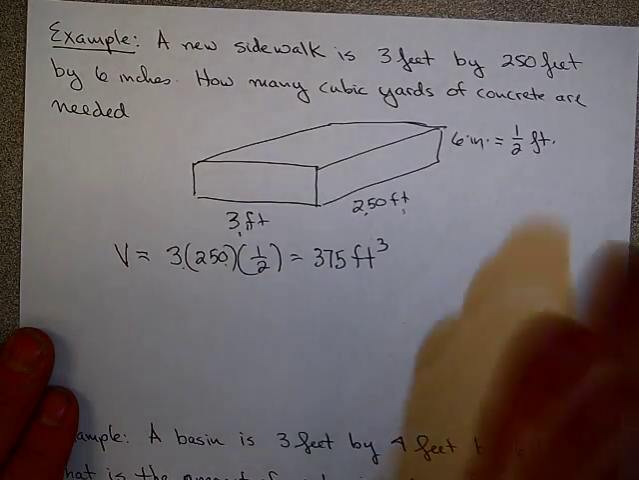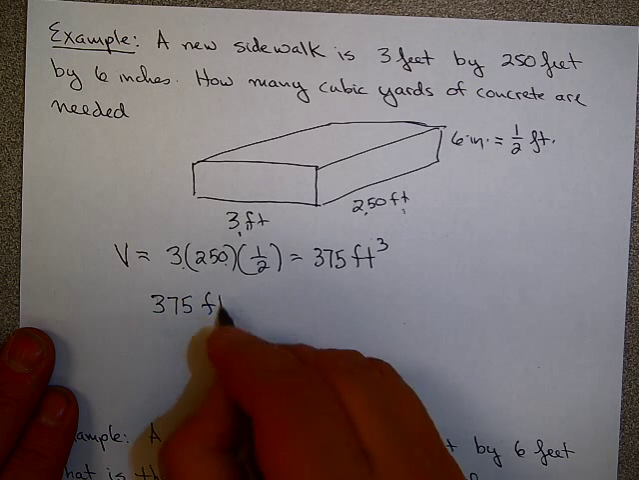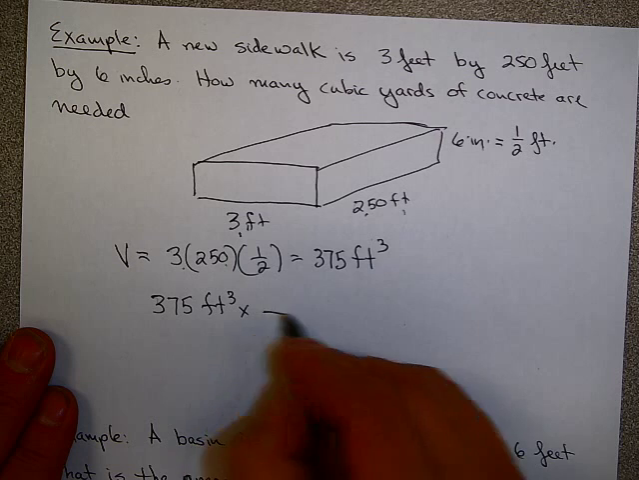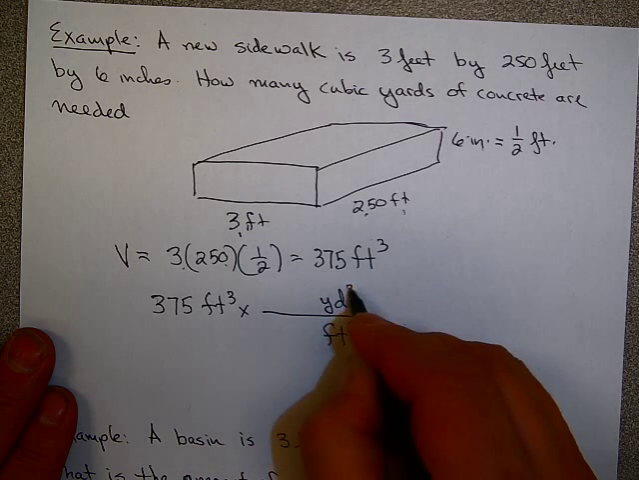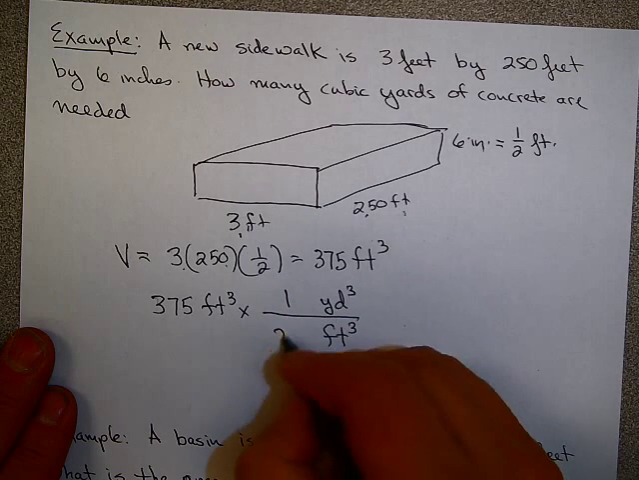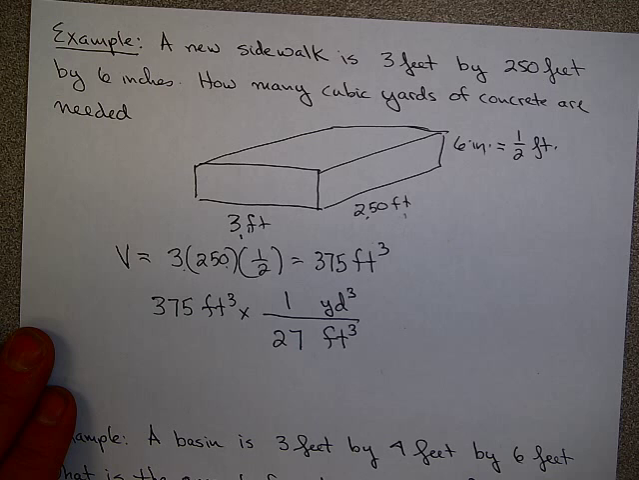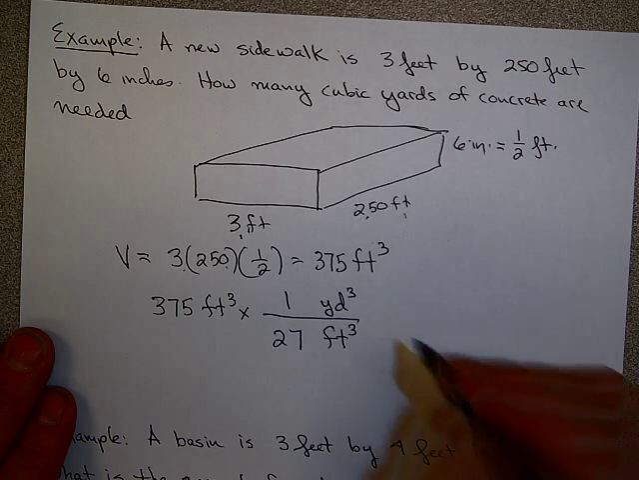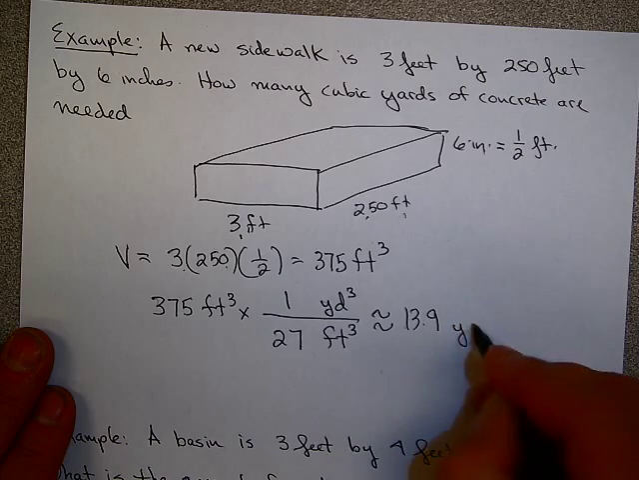Now if I want to know how many cubic yards that is, I need to take that 375 cubic feet and delete the cubic feet and put in cubic yards. Now remember, 1 cubic yard is 27 cubic feet. We did that on the previous page. So if I take 375 and divide it by 27, I get approximately 13.9 cubic yards.